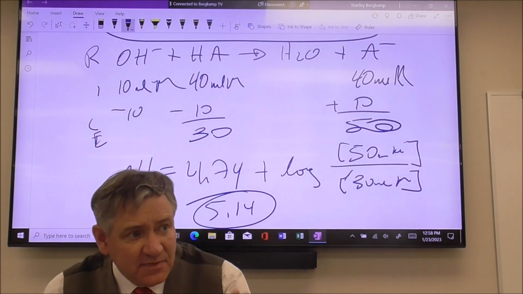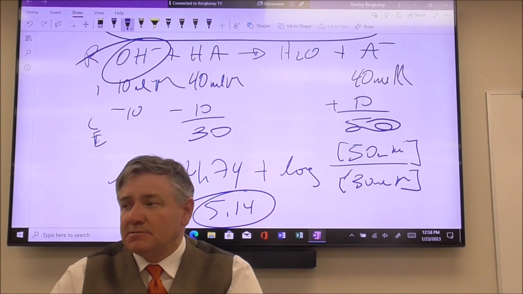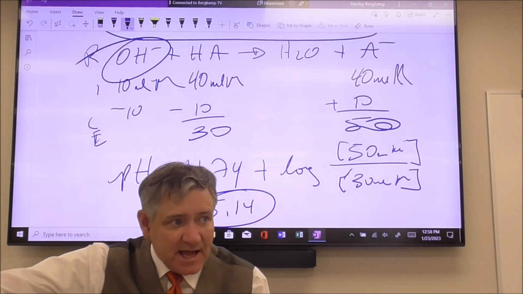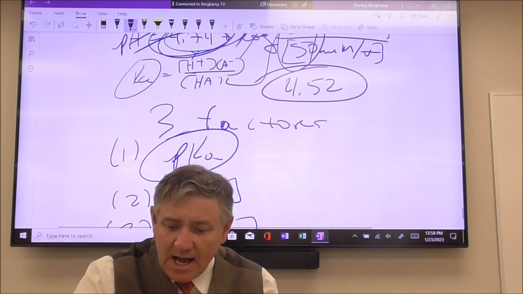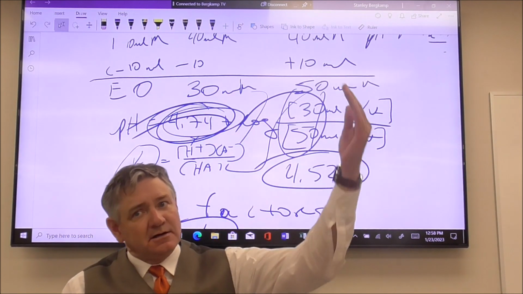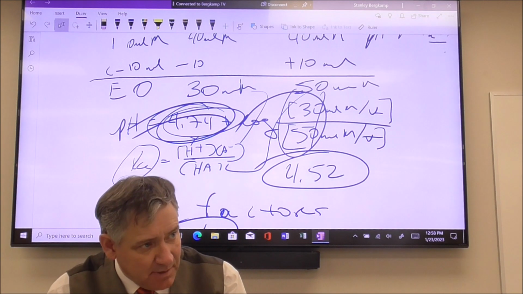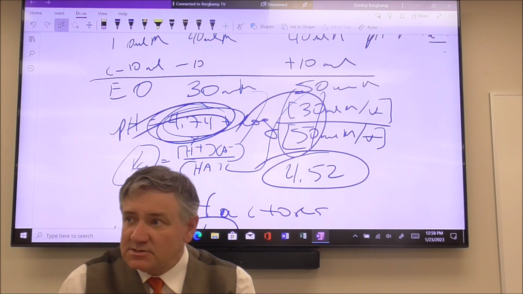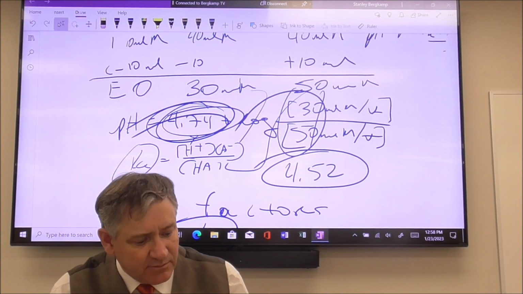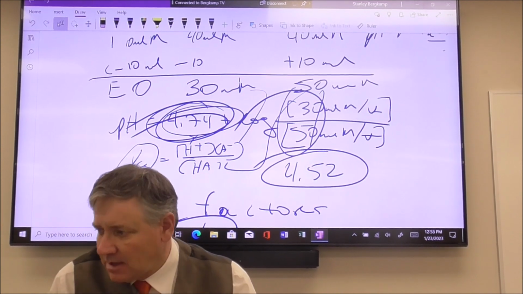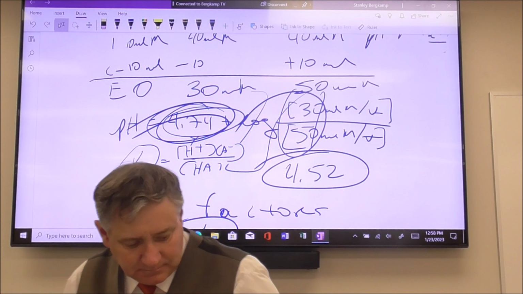Now, hopefully this makes sense. Here I added a base. My pH went up because I added hydroxide ions. The first one, I added a strong acid. My pH went down because I increased the number of hydronium ions. So if you think about it, you should be able to get an idea of where things are going to end up. Okay, I'm done.